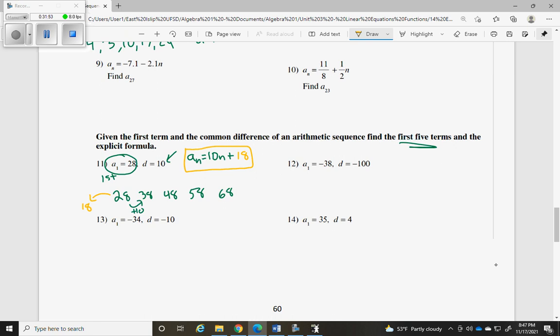So I'm hoping this is feeling okay. I'm hoping you realize that it's just a list of numbers that we keep on adding on the same number again and again.